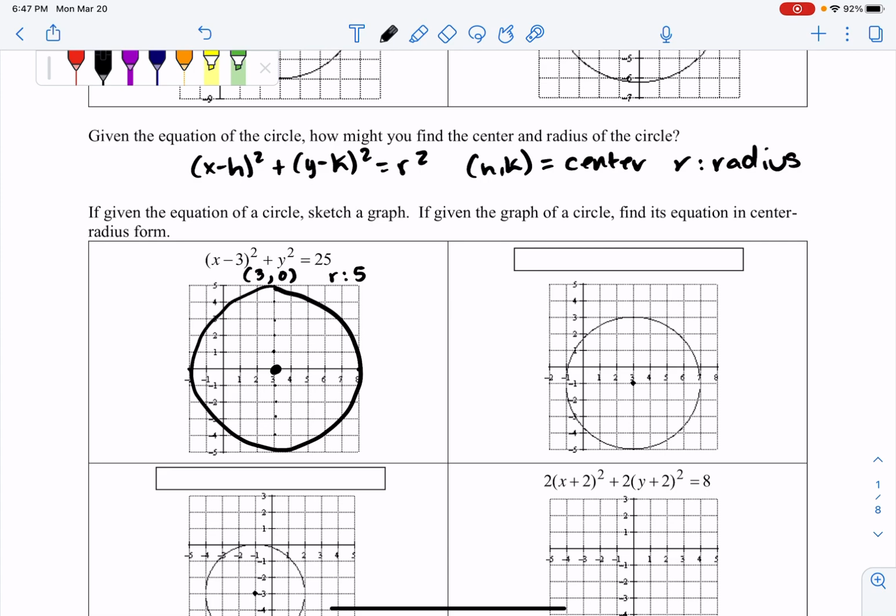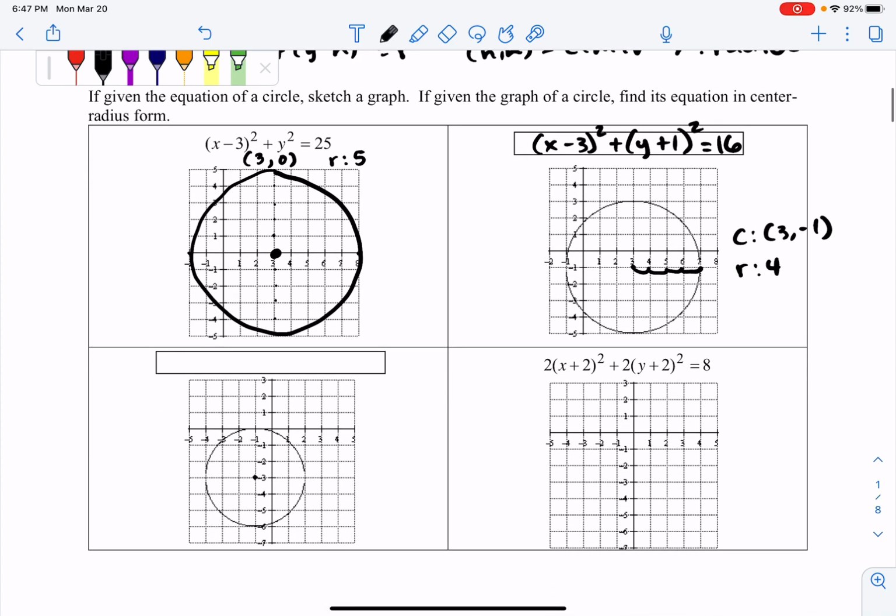Now, if we're given the circle and we want to write the equation, we're going to again identify the center, which in this case is 3, -1. And then we need to count for the radius, 1, 2, 3, 4. So the radius is 4. So our equation is going to be x minus the x value at the center, which is 3, squared, plus y minus -1, so it's going to look like y plus 1 squared, equals the radius squared, so 4 times 4, which is 16.